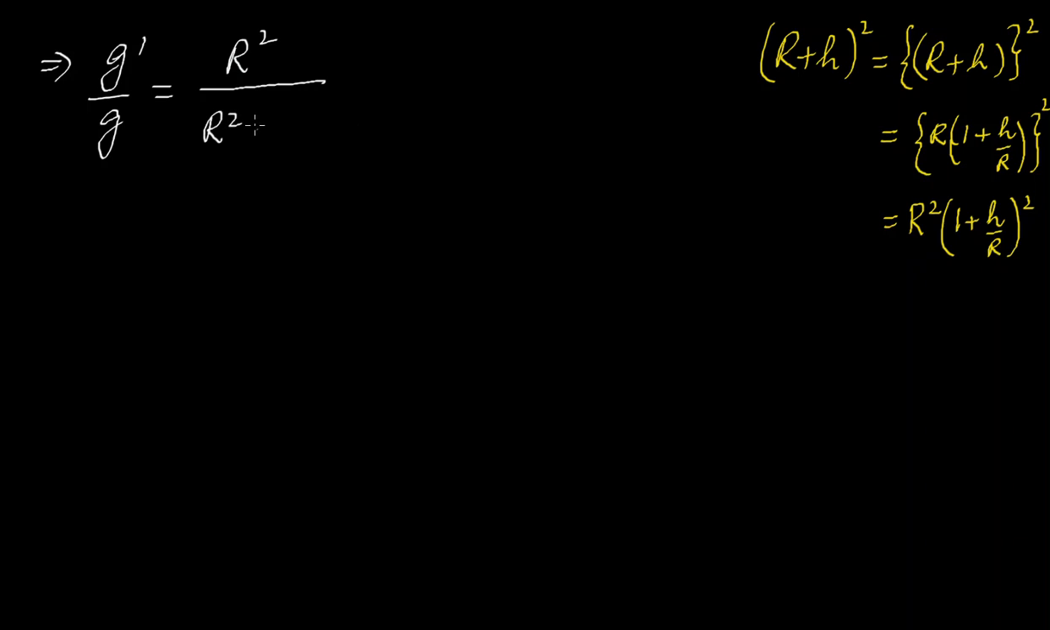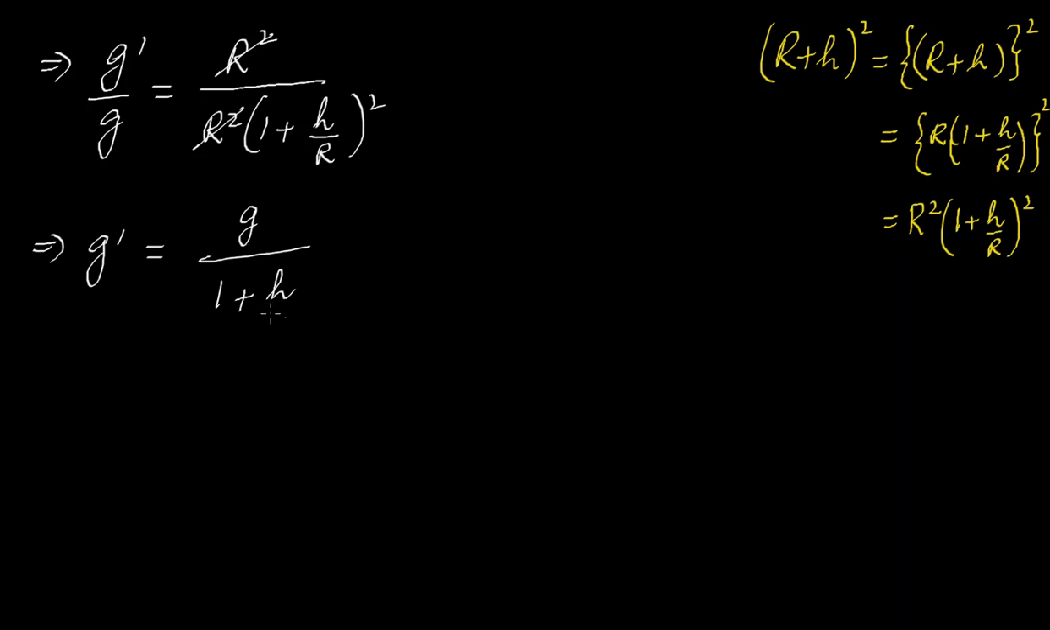So that will be r squared times (1 plus h by r) whole squared. Then cancel r squared and r squared, so this g from down here will go up. So I'm having g dash equal to g divided by (1 plus h by r) whole squared.